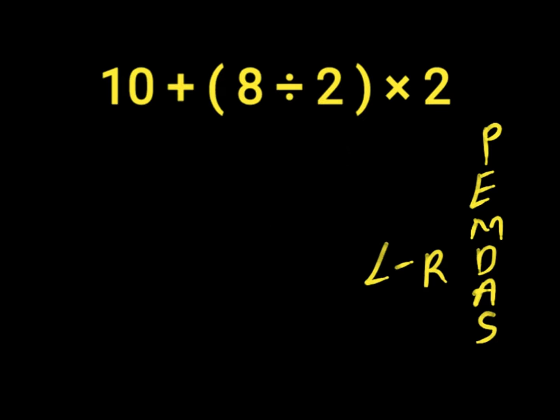First of all, we solve our parentheses, which is 8 divided by 2. 8 divided by 2 will give us 4. Then we have 10 plus 4 times 2. Here we have an addition and a multiplication.